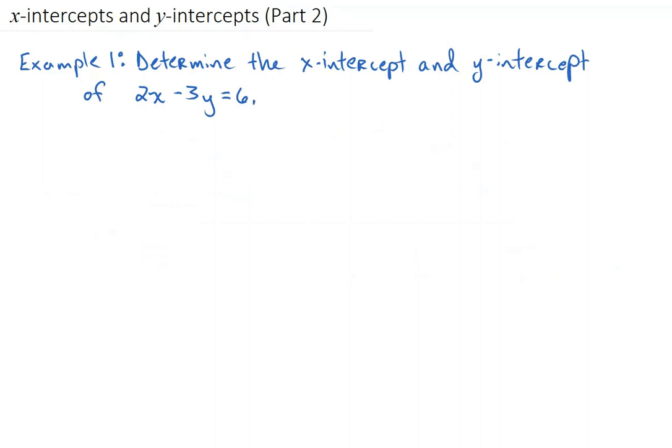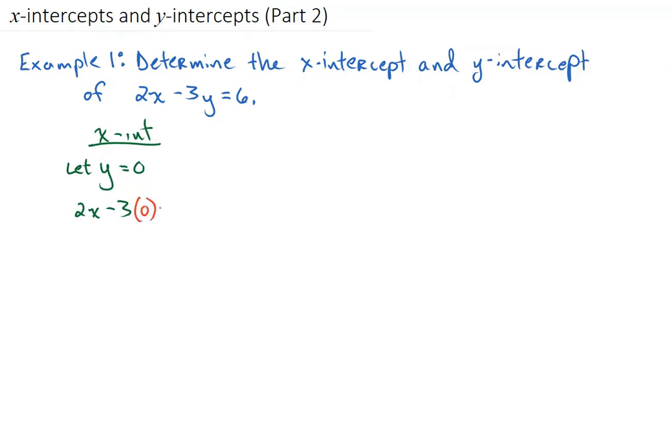Determine the x-intercept and the y-intercept of the equation 2x minus 3y equals 6. Usually with relations and functions, we have them solve for y. If you want to solve this for y to start with, you can, but you don't need to in order to determine the x-intercept and the y-intercept. We just need to use the idea that for the x-intercept, the y value is always going to be 0. So we start to look for the x-intercept by letting the y value equal 0. What I mean by that is we're going to take our equation, and where we see the y, we're going to substitute in a 0.